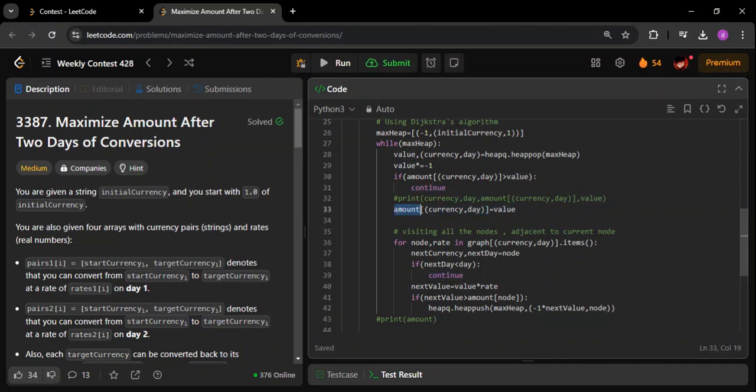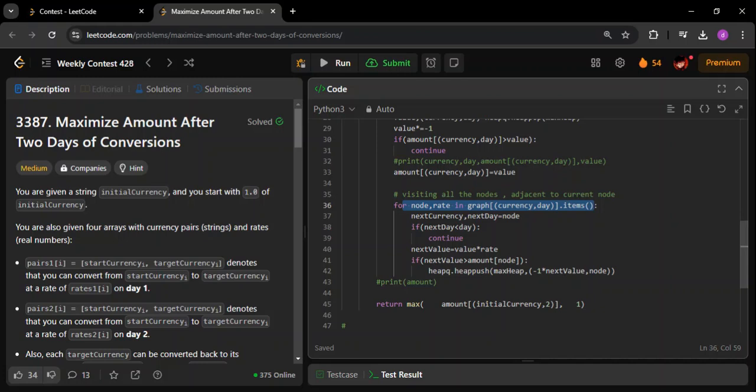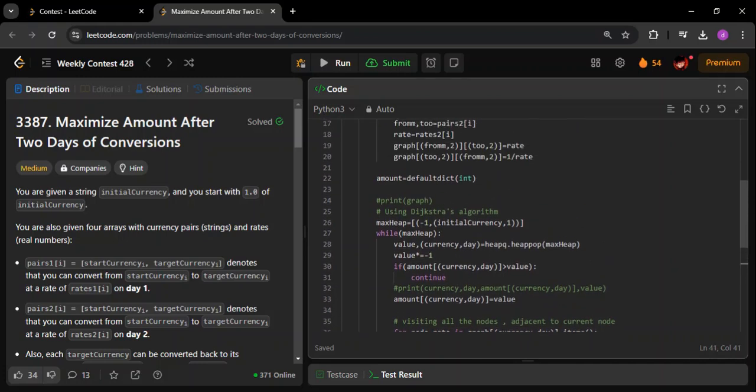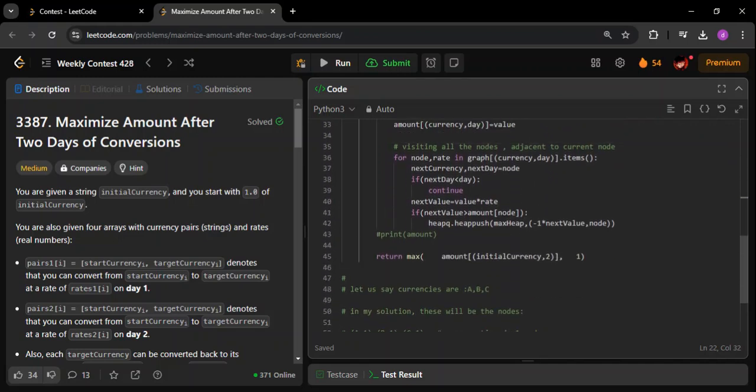This is the amount dictionary. This is what I'm using in the returning value also. And then for each of the neighboring nodes, what you have to do, just get the node, calculate the next value, and then if the next value is greater than the amount that is marked here, remember this is a default dictionary. That is, by default the value shall be 0. So anything is greater than 0, that is, if you're visiting for the first time, the value will be 0.